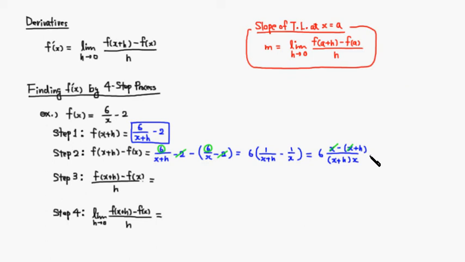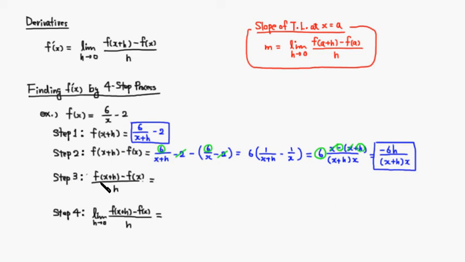So what you get is, there's a negative sign here, so it's going to be negative. I'm going to combine this 6. Maybe I'll circle these so that I know I took care of this negative sign and this 6. And what's left is h here. So it's negative 6h over the quantity x plus h times x. That's the expression for f of x plus h minus f of x.